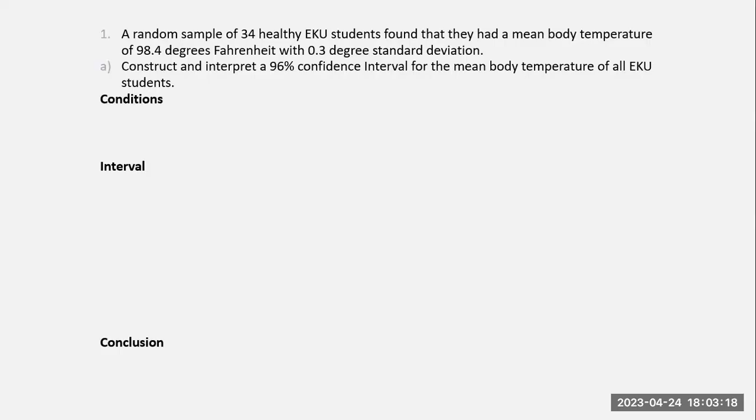Now, is this for a proportion or a mean? Is this a confidence interval or a hypothesis test? It will typically tell you, but that is where people often struggle the most. So go ahead and do that. Proportion or mean, confidence interval, or hypothesis test.